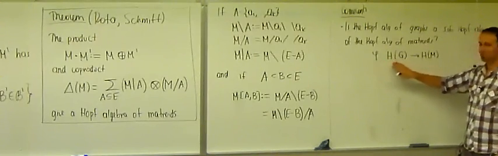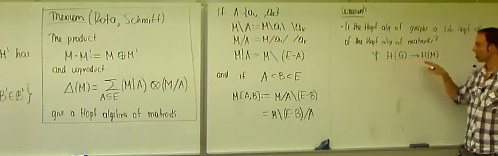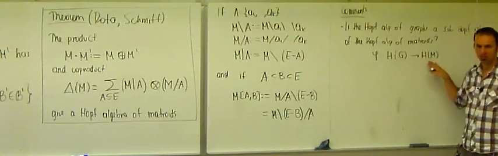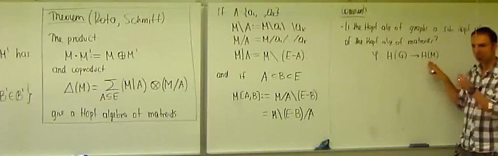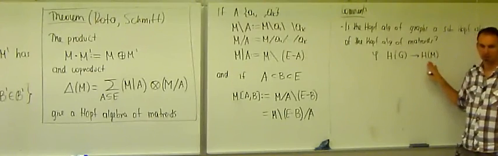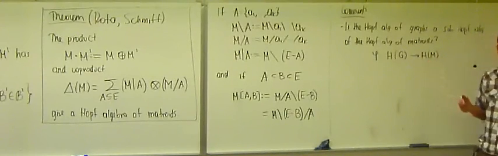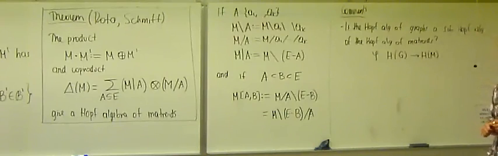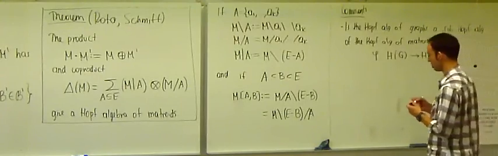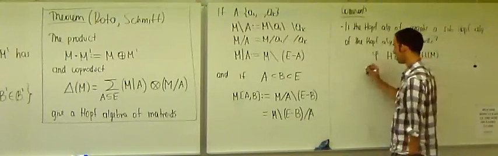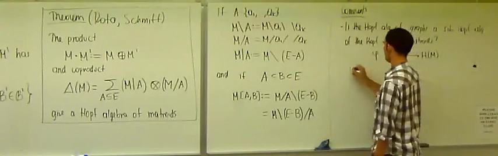phi of h of g is a subalgebra of h of m by definition, because it's a homomorphism. But the question is, is phi of h of g a copy of h of g? And for that, I need phi to be injective. Yeah? Is your question whether there are more than one matroid which is represented as a graph? That's right. So is phi injective?